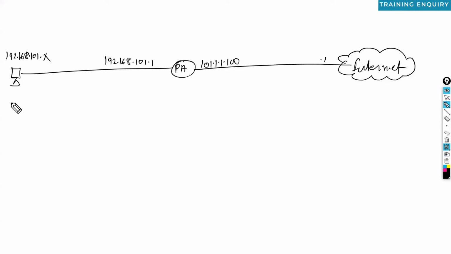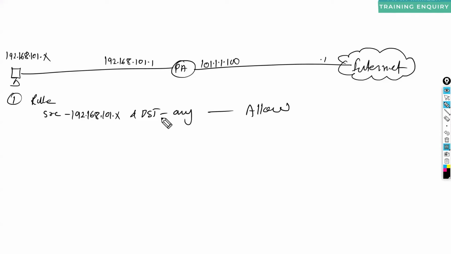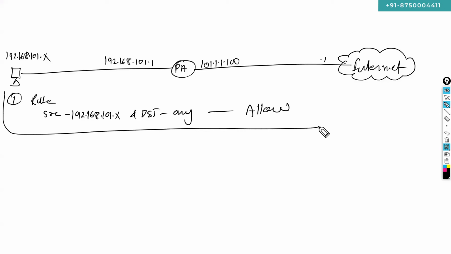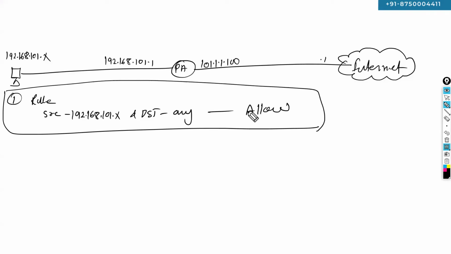So policy can be implemented in this way. Just an example rule: if the source network is 192.168.101.x and the destination is any, what to do? Allow. You can configure a rule on the Palo Alto firewall: if the source is this network and the destination is any, then the action should be allow. Got it or not?